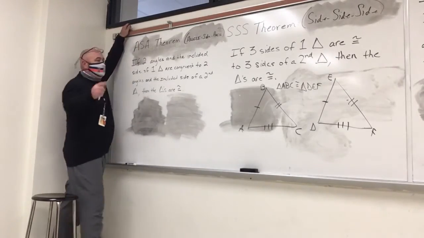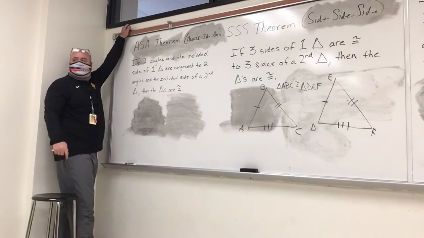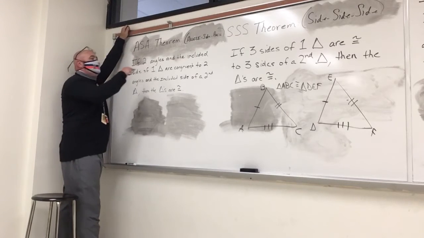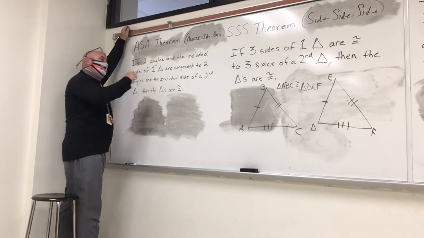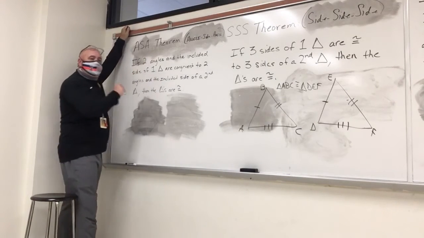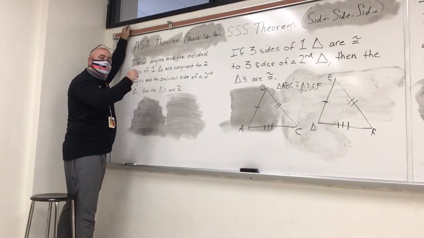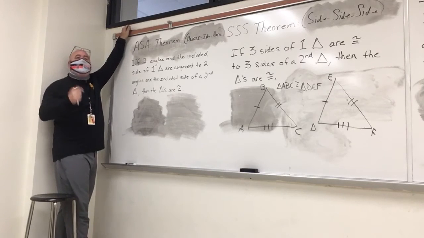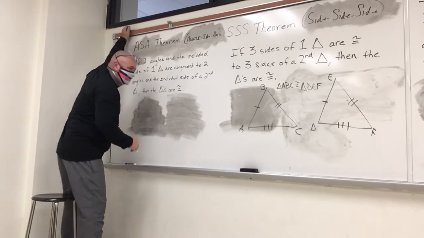So it says this: if two angles and the included side of one triangle are congruent to two angles and the included side of a second triangle, then the triangles are congruent. Write that down. We'll do a visual representation.